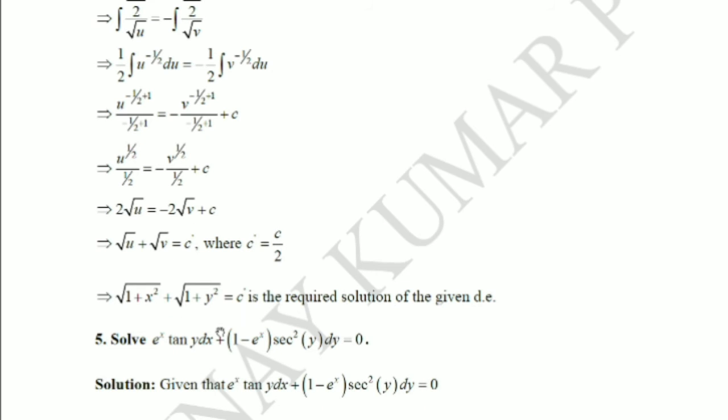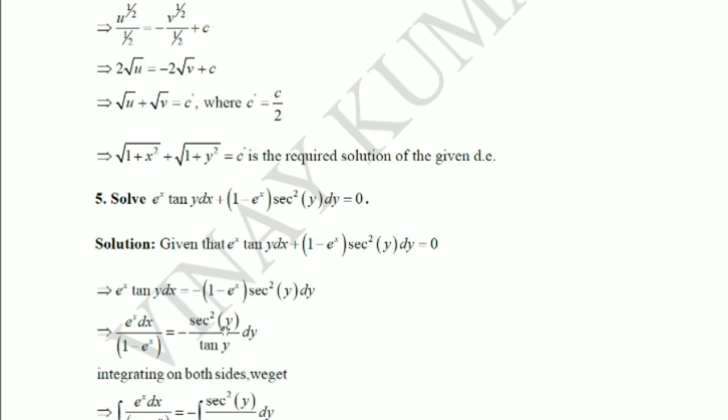So substitute back what your u and what your v was. What was our u? It was square root of 1 plus x square, plus square root of v, which is 1 plus y square, is equal to c dash. This is the required solution. So in this fashion you have to solve the given problem which comes under variable separable form.